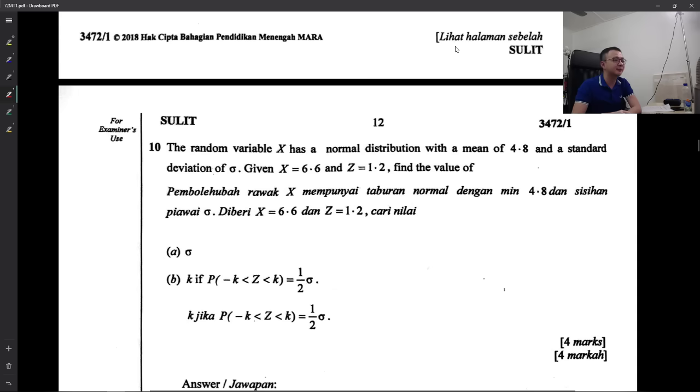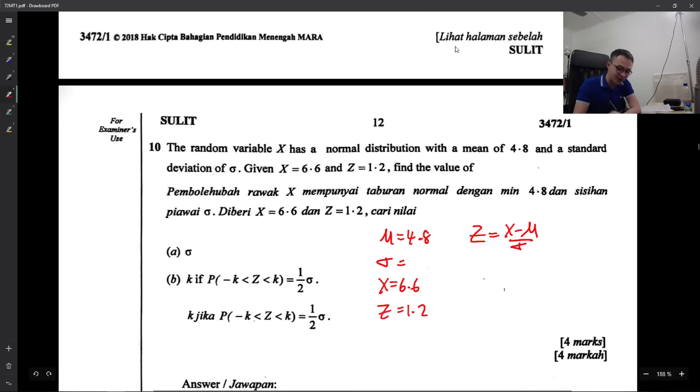Okay. The random variable X is normally distributed. The question gives you the mean is 4.8 and the standard deviation is not given. X is 6.6 and z is 1.2. So it asks you to find the standard deviation. You know the formula, z equals x minus mean over standard deviation. Sub in everything: 1.2 equals 6.6 minus 4.8 divided by standard deviation.